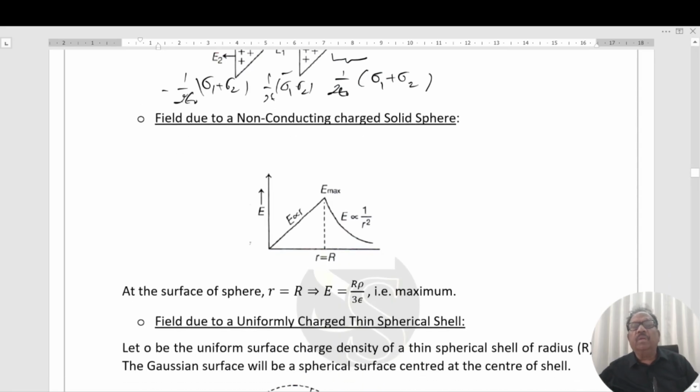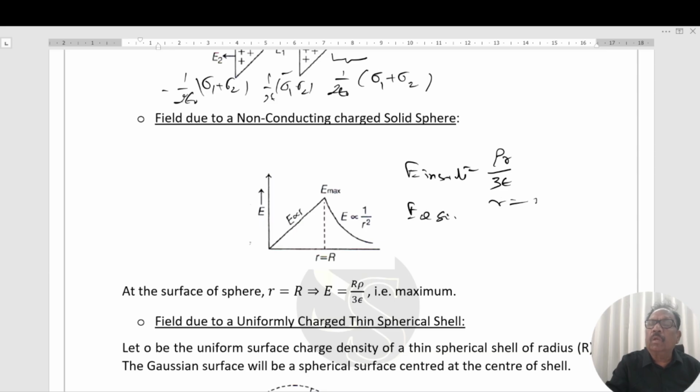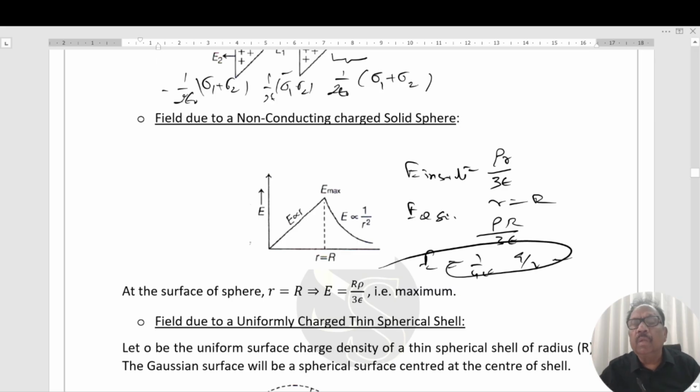Next, electric field due to a non-conducting charged solid sphere. These are the formulas applicable in this case. E inside is rho r upon 3 epsilon naught. E on the surface, put r equal to the radius, is rho R upon 3 epsilon naught. And outside, put in the actual formula, that will apply.